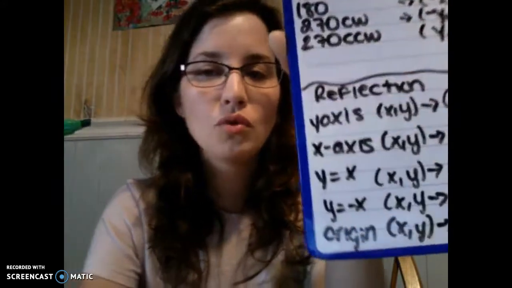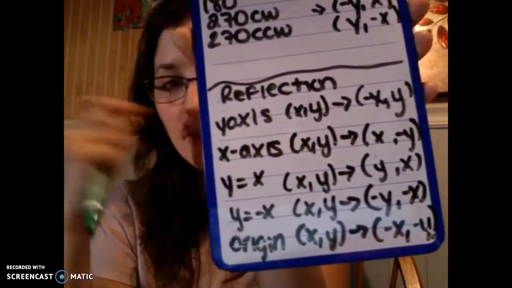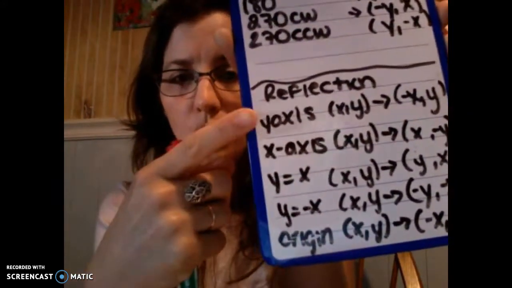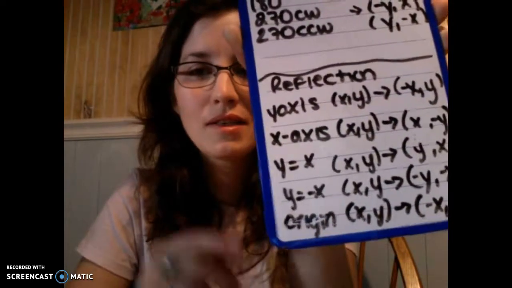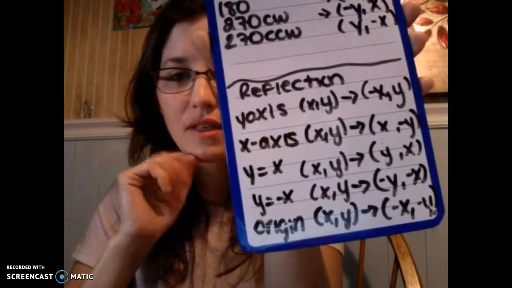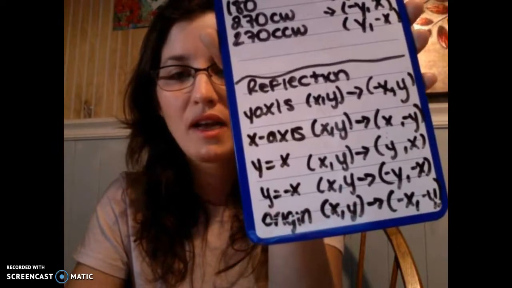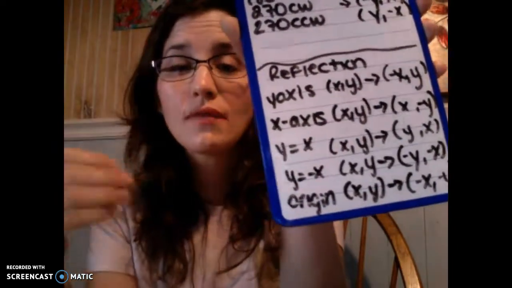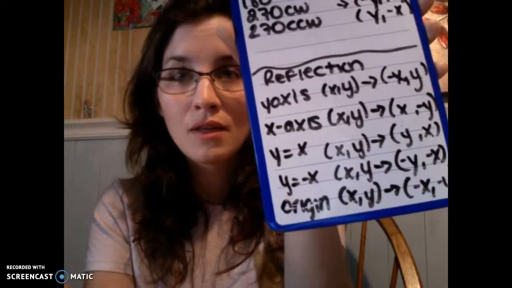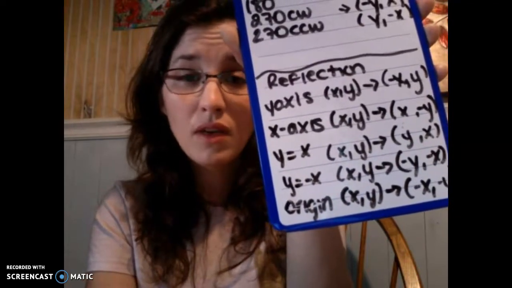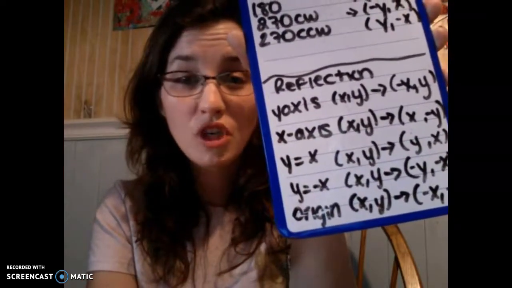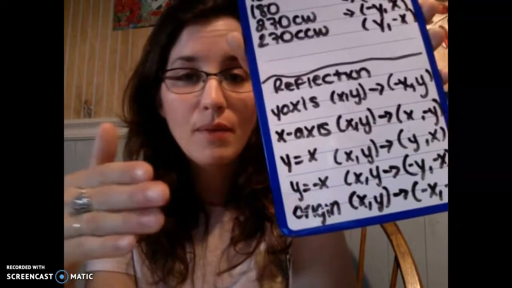Here are my rules for reflections. When I reflect over the y-axis, we can see our changes. X-axis, y is equal to x, y is equal to negative x, and the origin. A series of rules. What I like about rules is you just have to plug into them, and it's easy to go. You just plug and chug is what it's called. Plug it in, and you get moving.